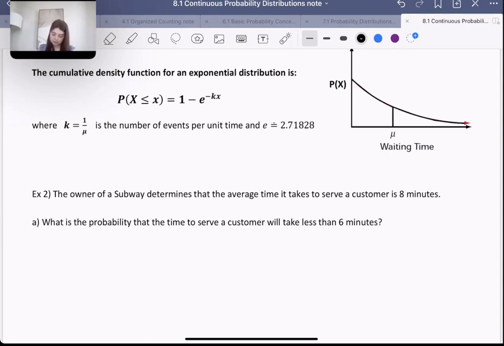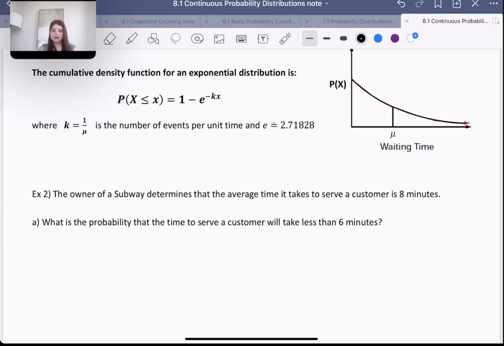Example 2 says the owner of a Subway determines that the average time it takes to serve a customer is 8 minutes. What is the probability that the time to serve a customer will take less than 6 minutes?